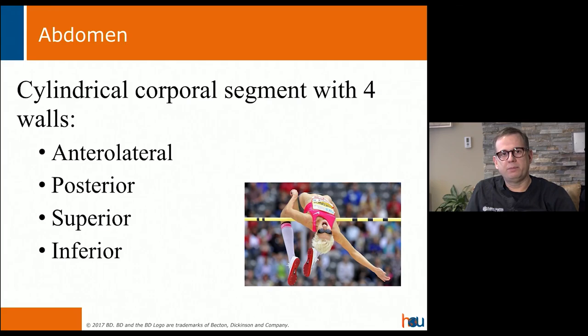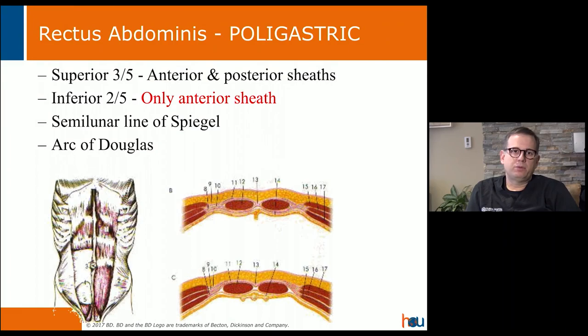Talking about the first muscle that we have in front, it is the rectus abdominis, and I imagine that you all will remember from med school, it is a polygastric muscle. What does that mean? It's not just a tendon insertion, the muscle belly, and another tendon insertion. We have several tendon insertions along the muscle belly. That's what makes a polygastric muscle.